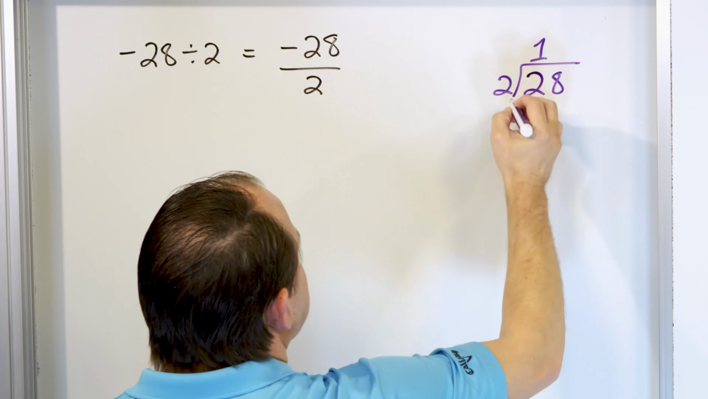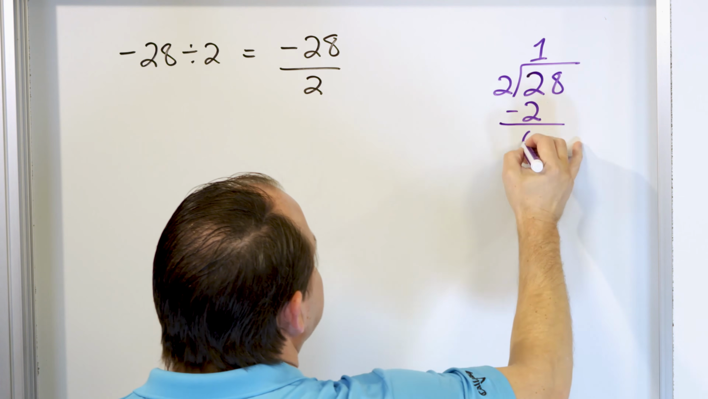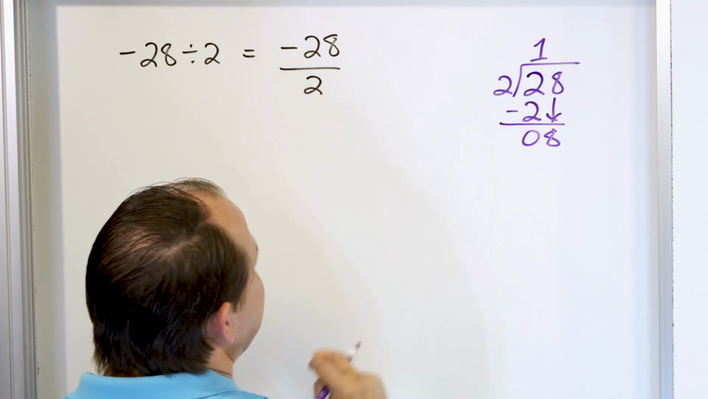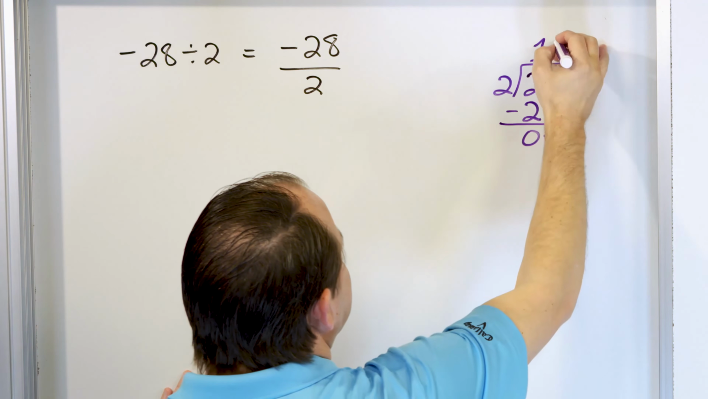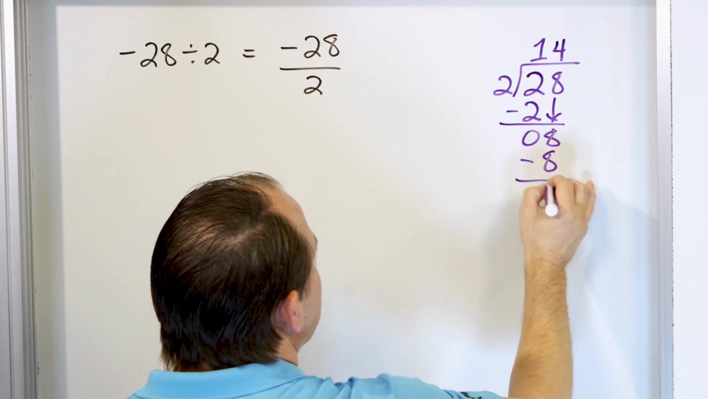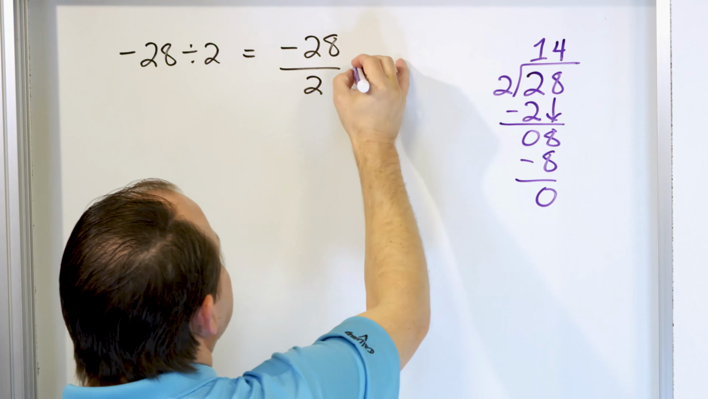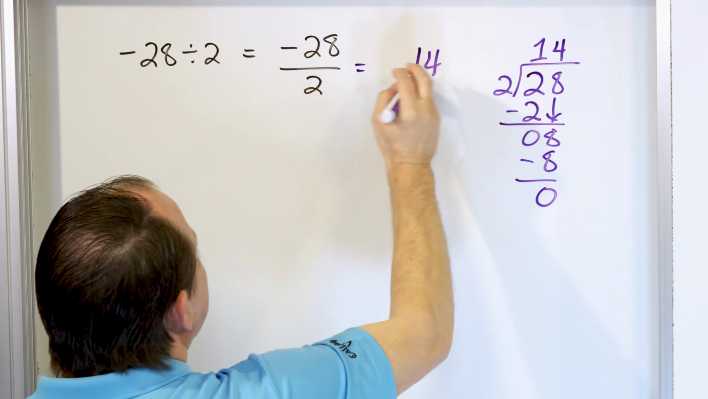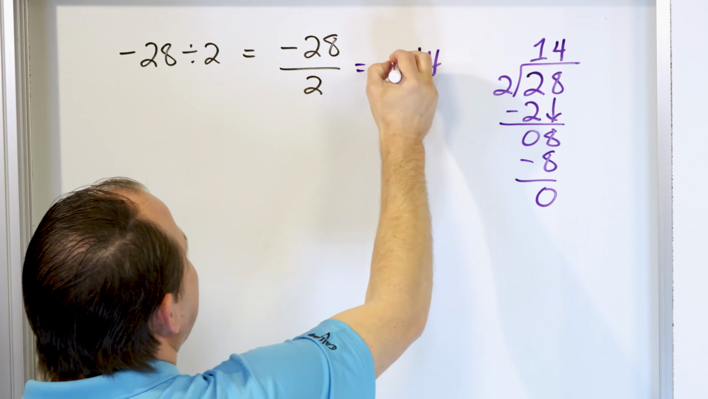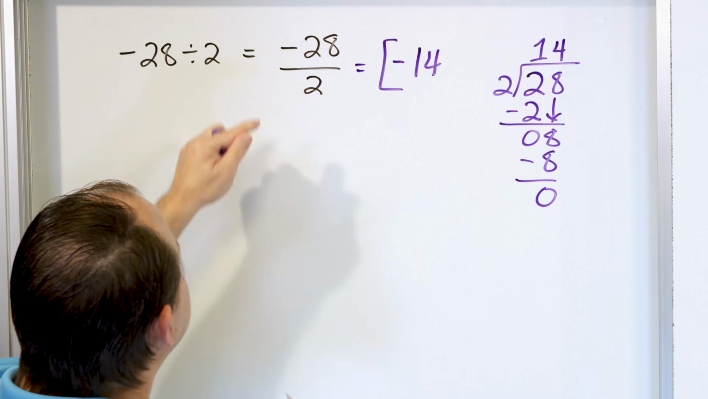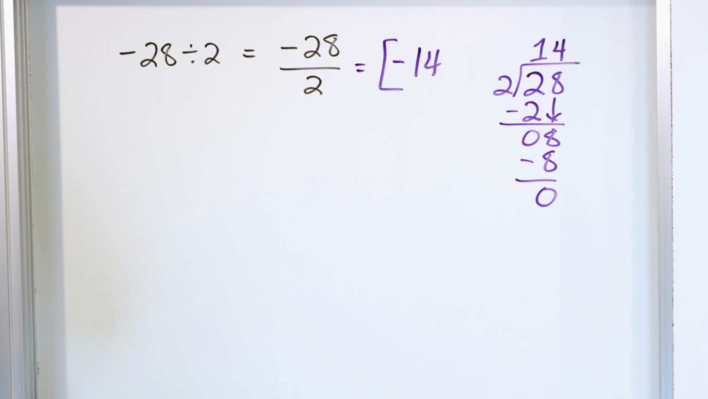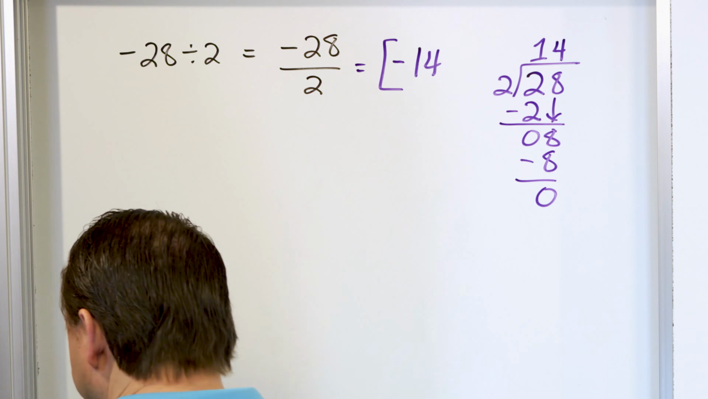2 times 1 is 2, and then we subtract for a 0, drag the next digit down, and 2 times what is 8? 2 times 4 is 8, remainder 0. So after all of that, we figured out that 28 divided by 2 is actually 14. But because it's a negative divided by a positive, the answer is negative 14. Because the signs are different. And when the signs are different, the answer becomes negative. So that's how we're going to do all of these.